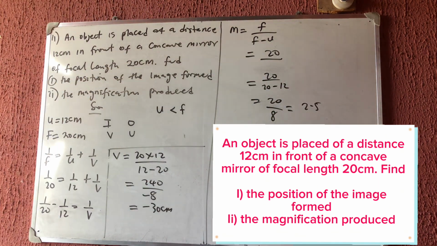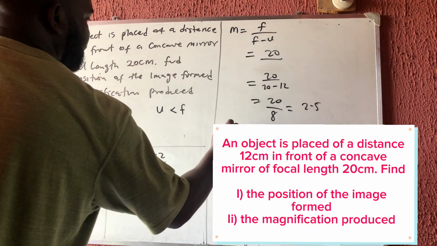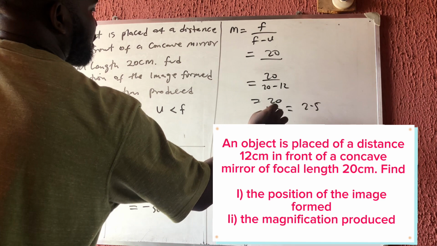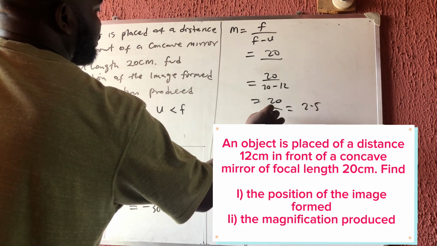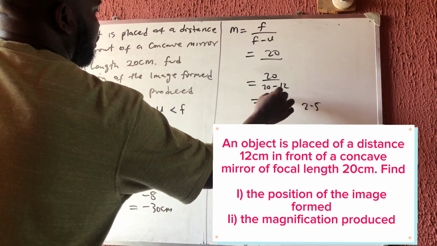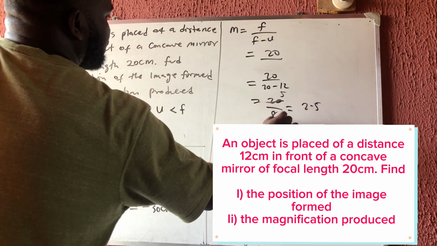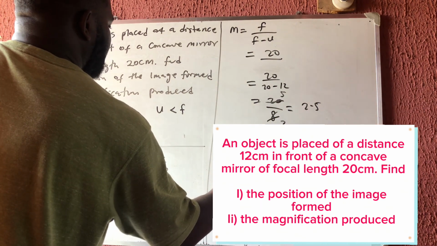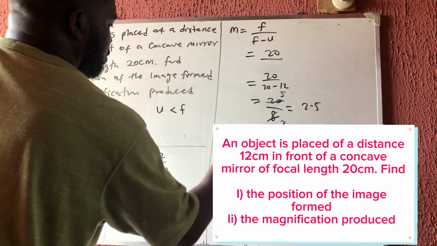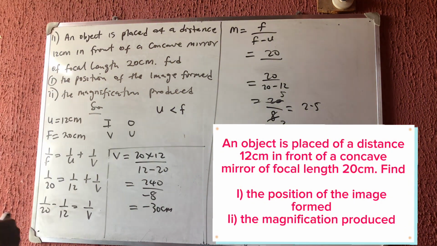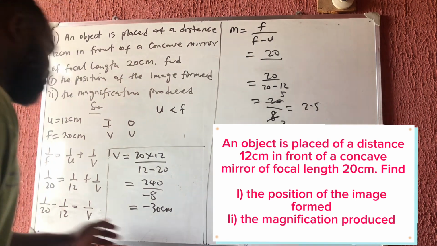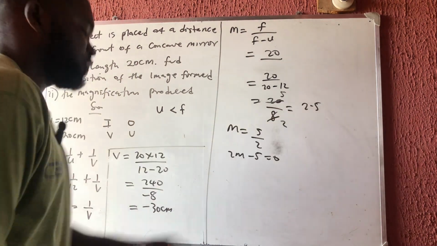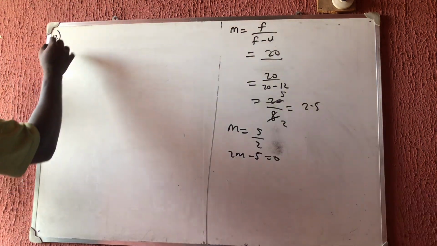So that is that. If you're going to write M is equal to what? Reduce it to the lowest. This is 4 divided here, 5, 4 divided 2. That is 5 over 2, which is 2M minus 5 is equal to 0, or 2M is equal to 5. Anyhow you want to write the equation, that is not the problem. But they just say we should find the magnification. The answer is 2.5.